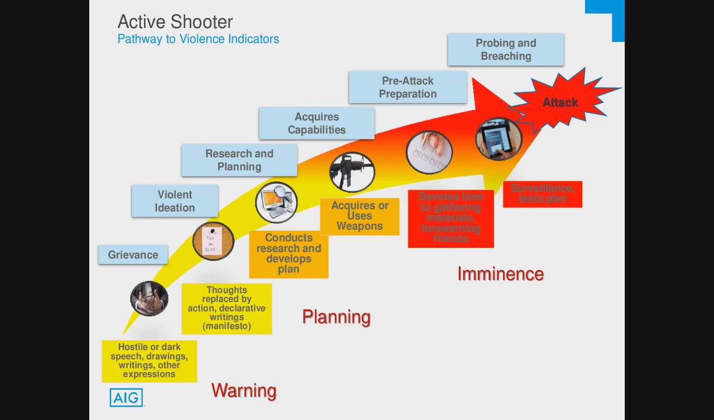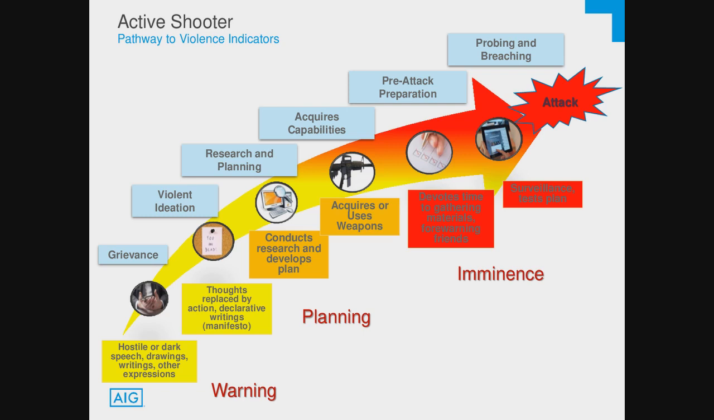Then there's research and planning. Because of the media attention that these events get, they may look at other shootings and try to pattern their way or learn from what happened there, what went wrong, what went right, according to the newspaper reports. And then once that point is done, they acquire the capabilities, type of weapons, rent a car, whatever they're going to use. Then they do their pre-attack preparation.